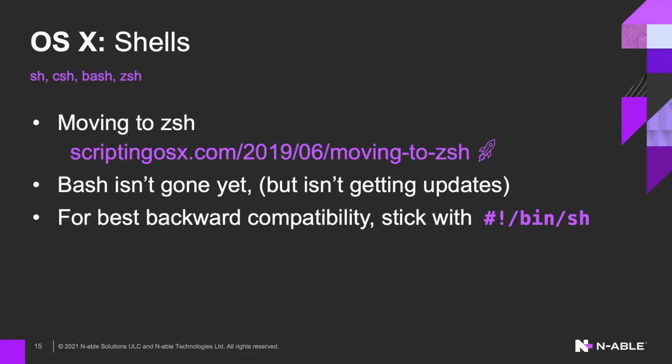OS 10 comes with a number of shells built in. The default shell these days is ZSH, or Zsh, as some of my European friends reminded me, but Bash is still there, all the way back to the original shell, for backward compatibility. And this article from scriptingos10.com is really in-depth, and it keeps updating it for what sorts of things you will need to know if you want to move older scripts that are written for Bash to ZSH.